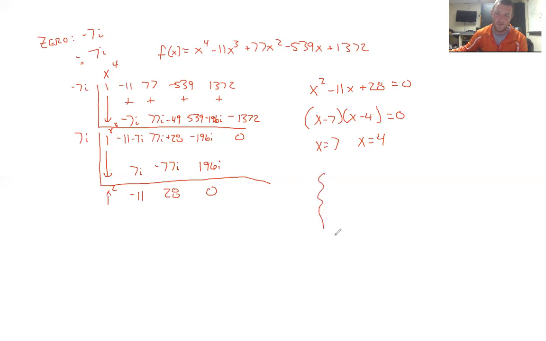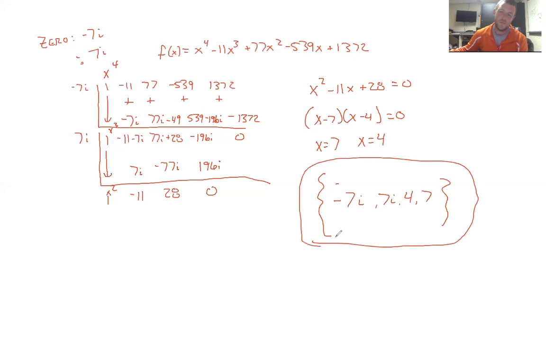Okay, so I have 1 answer, 2, 3, 4. So my solution set would be negative 7i, positive 7i, 4, and 7. Notice that these have to match up to the degree.